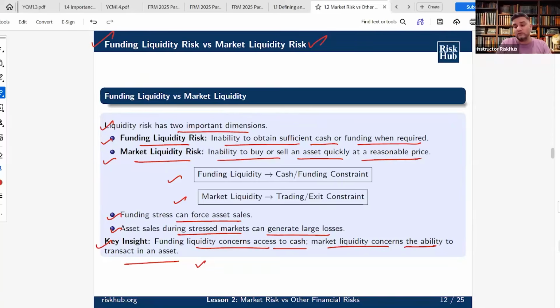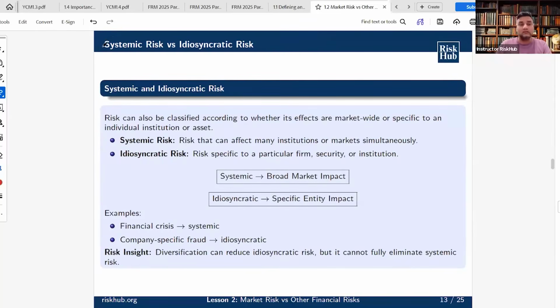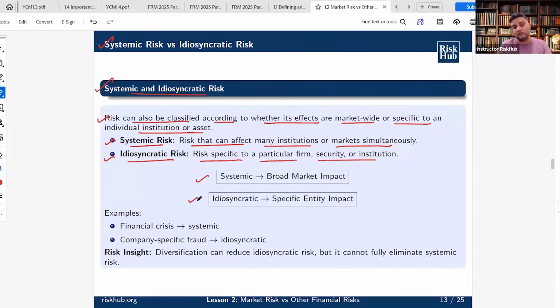Then we get into the next one, slide number 13, which is systematic risk versus idiosyncratic risk. When we compare them, risk can also be classified according to whether its effects are market-wide or specific to an individual institution or asset. Systematic risk can affect many institutions or markets simultaneously. Idiosyncratic risk is specific to a particular firm, security, or institution. Systematic means broad market impact; idiosyncratic means specific entity impact. Example: a financial crisis is systemic, while company-specific fraud is idiosyncratic.